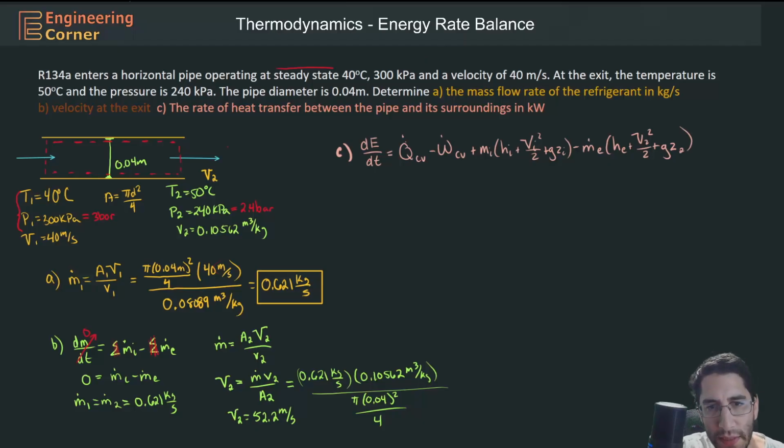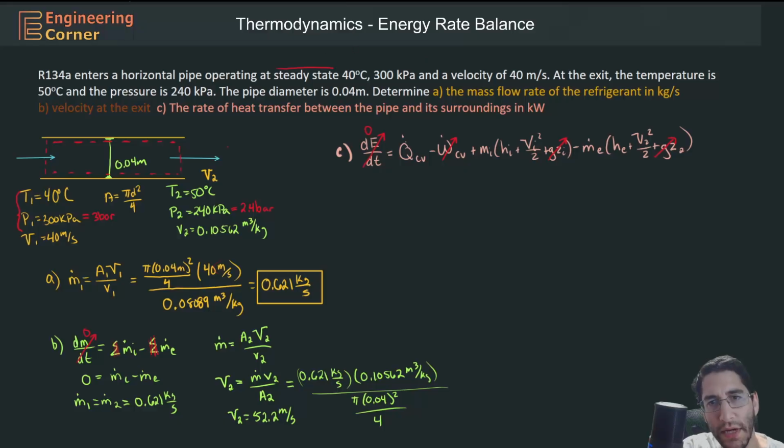Now, we said that we are operating at steady state, so this is going to go to 0. There's no work happening in this control volume. There's no paddle, there's no power output, so we know my work is going to go to 0. And we're dealing with a horizontal pipe, so we have no potential energy change.